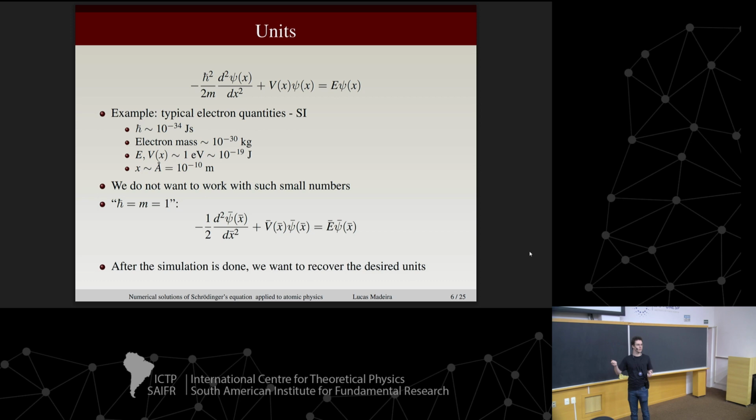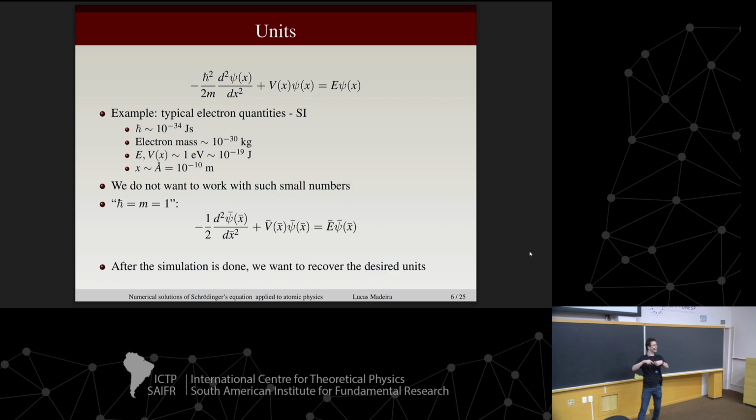So I represented things with bars here when I did this transformation, okay? When you solve your problem in your computer, or even analytically, you might want to do this because you don't want to keep writing h bar and m everywhere, okay? You get to the end of your program or your solution, and you get, oh, the energy here is 5 in this unit. Then you have to go back to the original problem, right? So you have to recover the units, right? Is that easy?